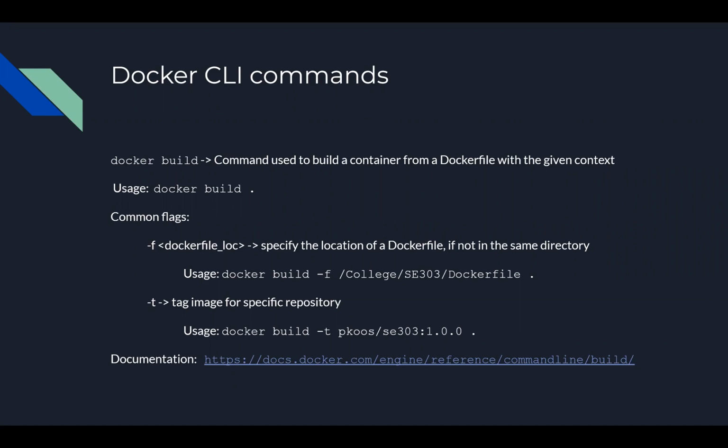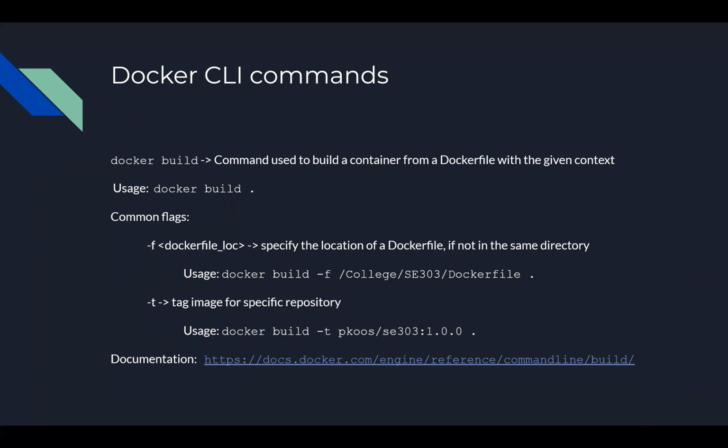And with that, here's some of the command line interface commands you can use. Docker build, this is what you use to get a Dockerfile to become an image. It's literally docker build, and then you set the build context. Common flags, -f. If you have a Dockerfile that's in a different place than the directory you're in that you want to run, that's the flag you would use.